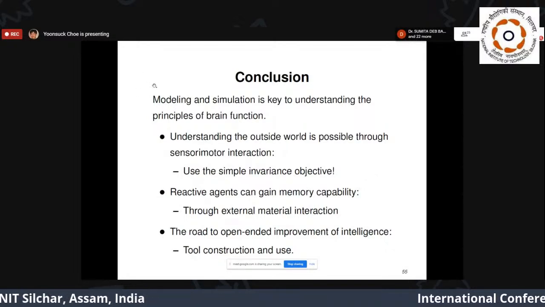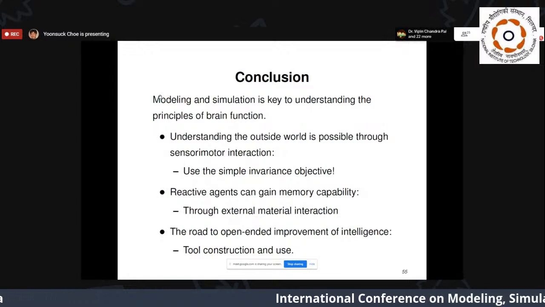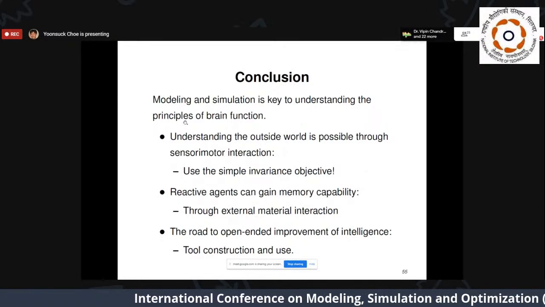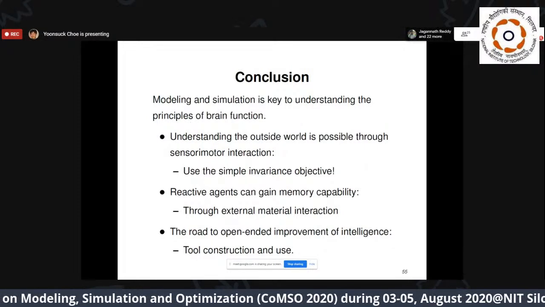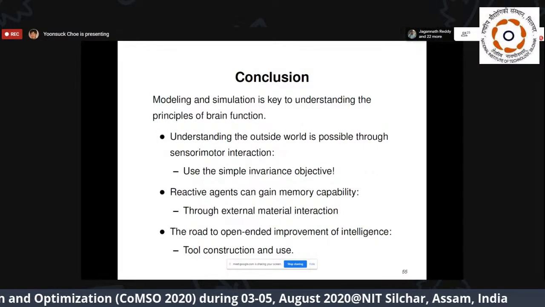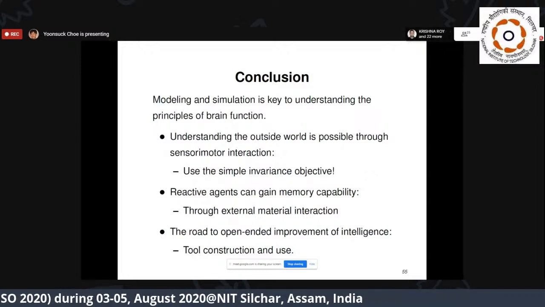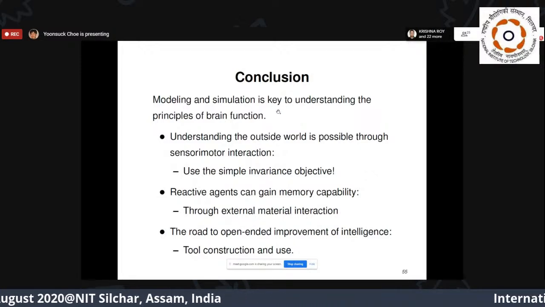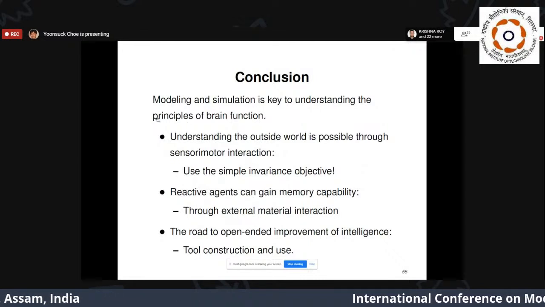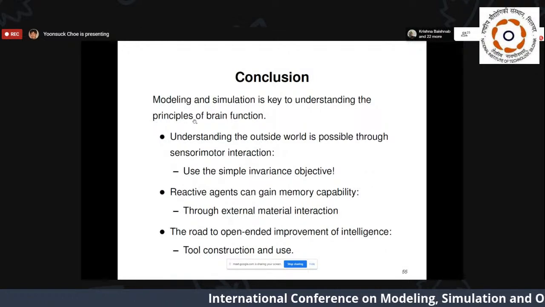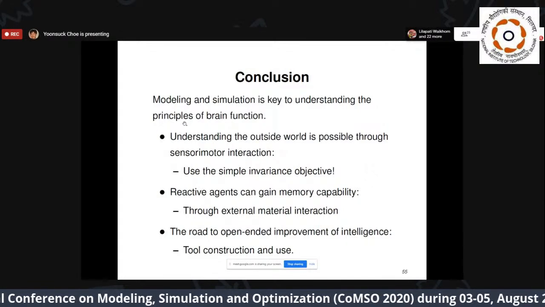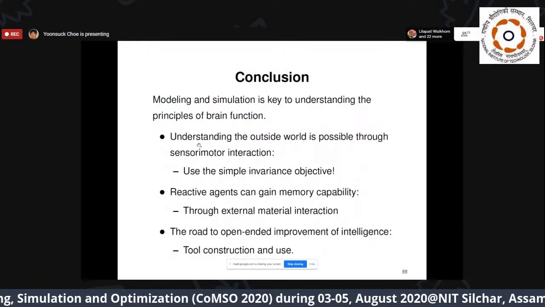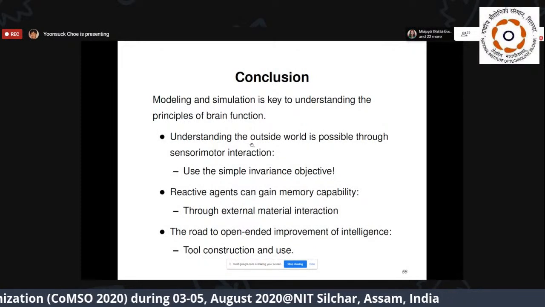So again, tying all of this back to modeling simulation. Modeling simulation is key to understanding the principles of brain function, and researchers in computational neuroscience, AI, and cognitive science have heavily depended on modeling simulation. These allow us to dig into the principles by looking at what are the things that are optimized, what should the brain optimize, and so on.